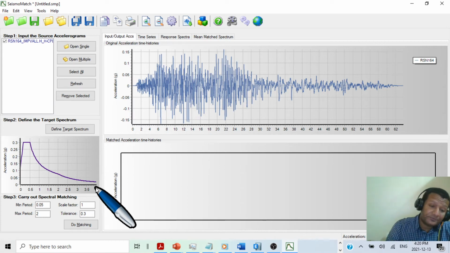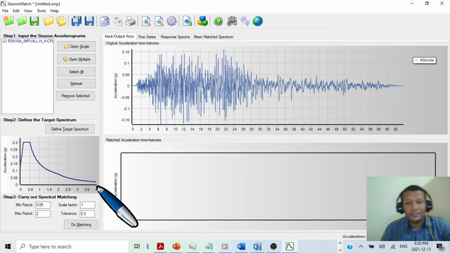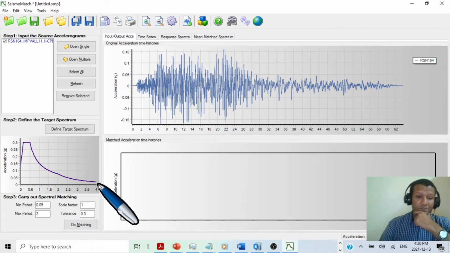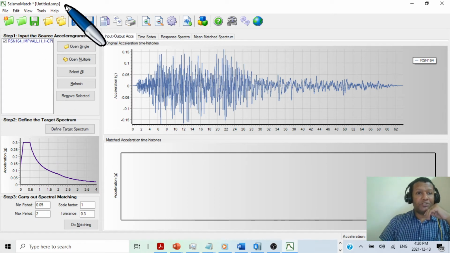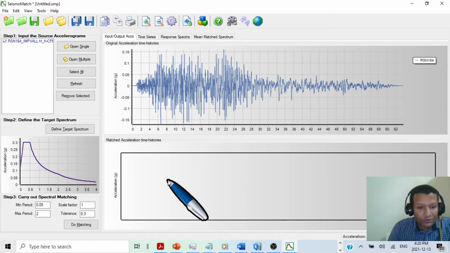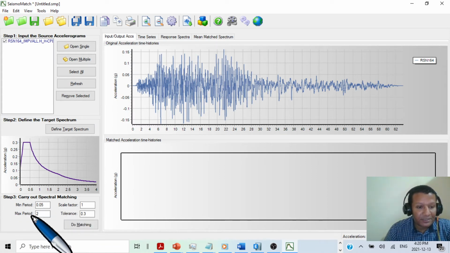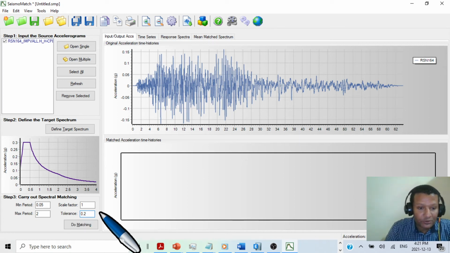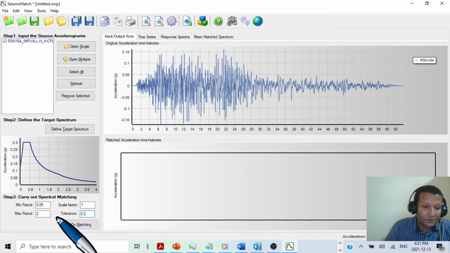We cannot have the data after 4 seconds, because for 8 seconds, 9 seconds in the constant displacement region, you have to buy the original version to get it. So minimum period 0.01, scaling factor 1, maximum period 2, tolerance as you see 0.3. If I make it 0.2 for example, does it work or not? Okay, it works also. I don't know how it works.